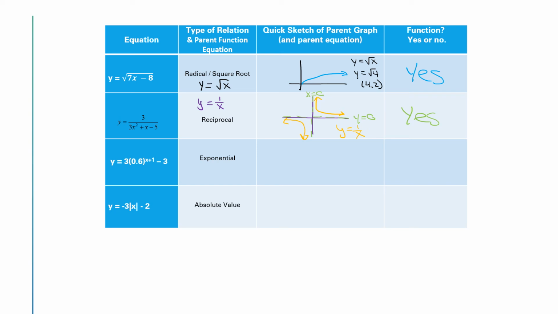Exponential. Okay, the parent graph for exponential is y equals 2 to the power of x. Now, when we did word problems, we had y equals a times b to the power of x. Remember that? But we're just going to stick with the basic one here.